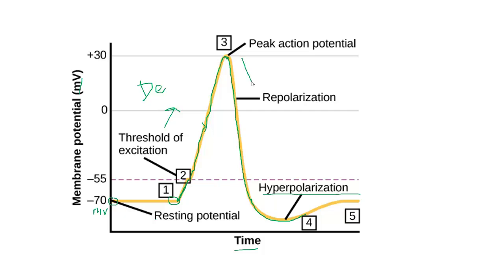When membrane potential goes down, it is called repolarization. So membrane potential going up is called depolarization. Membrane potential going down is called repolarization. Membrane potential going past resting membrane potential is called hyperpolarization.